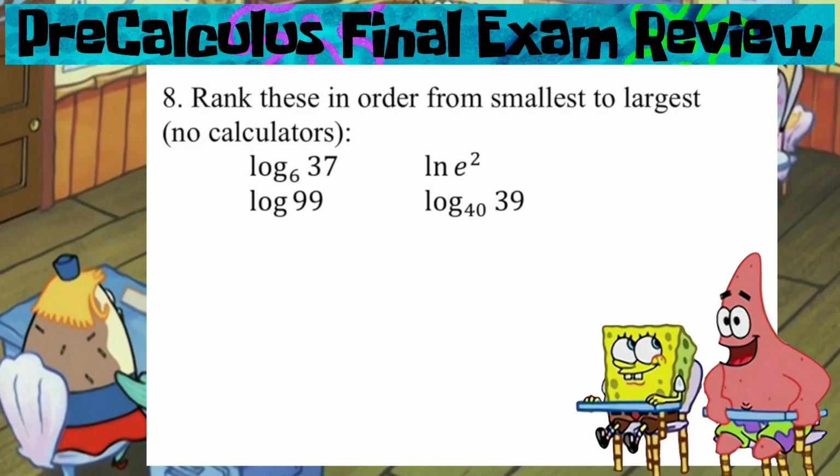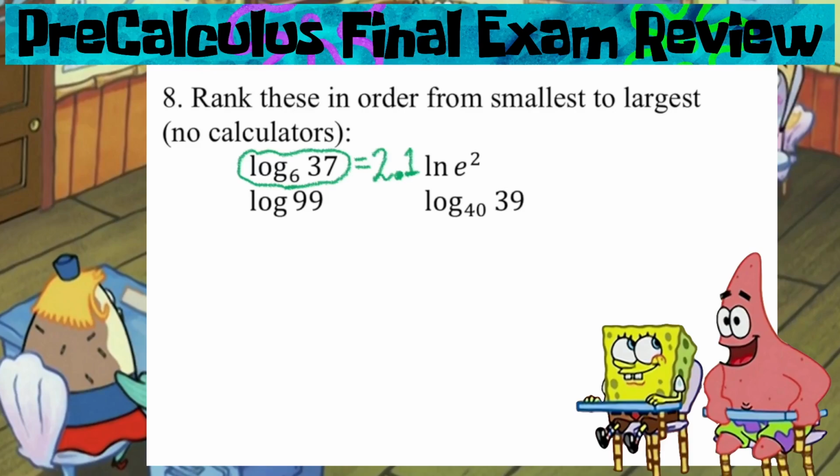Okay, 6 to what power equals 37? Well, I know 6 to the 2. That's how you read that as a question, right? 6 to what power is 37, and whatever you get for the answer is what it's equal to. I know it's bigger than 2 because 6 to the 2 is 36, so I'm going to call this 2.1. That's what that says in my handwriting.